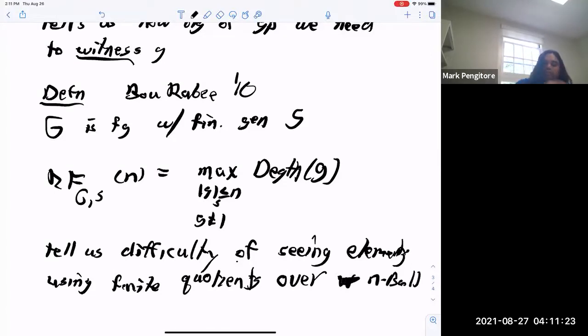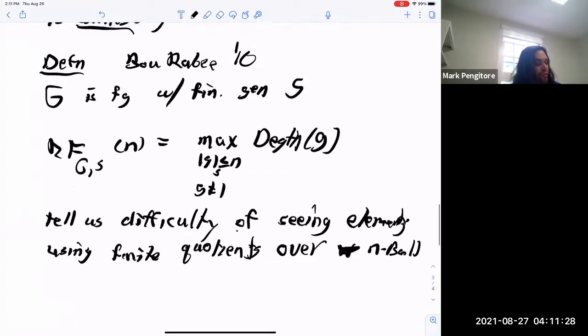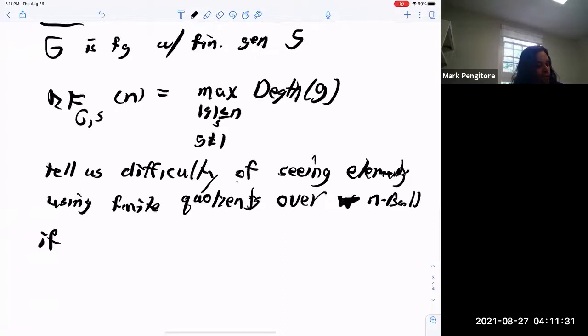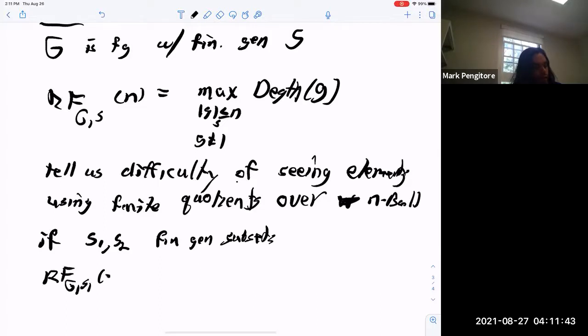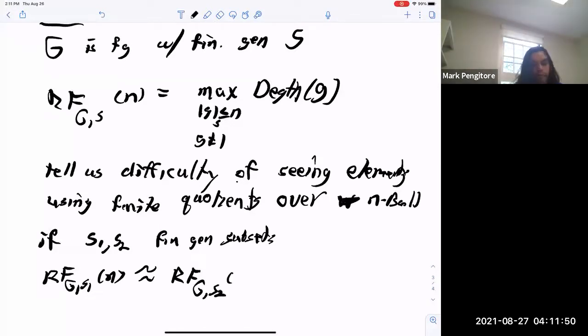Now, the thing is that this function, while it depends on the generating set, what happens is that if you have two generating sets, S1 and S2, and they're both finite, then the asymptotic growth of the residual finiteness function is the same. So for instance, they would both grow like a polynomial to the kth power, maybe with different coefficients, but asymptotically they have the same behavior.